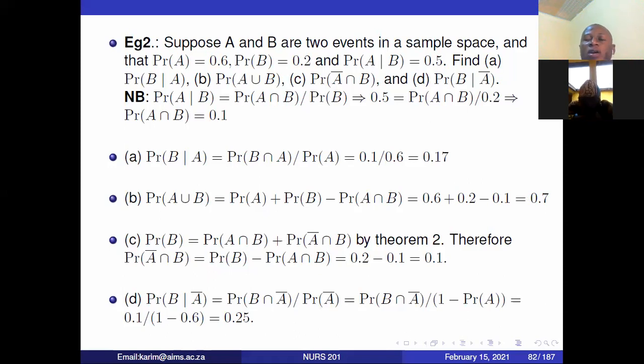So please, can you go over the NB? Please, can you go over the notes, the NB? Which part? The NB before the example for the NB. What is NB? Note that probability of A. Yes, please. So what is it that you don't understand here?